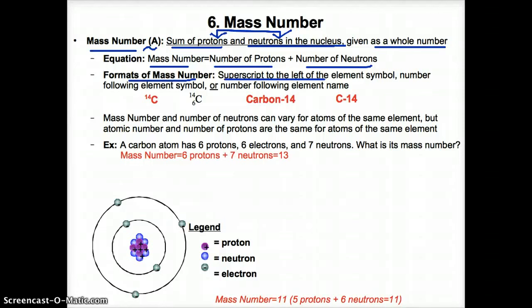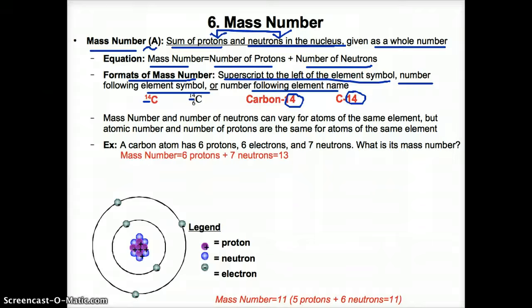You could get a superscript to the left of the element symbol, like this at the top, that represents the mass number. So here would be 14, here would also be 14. You can also get a number following an element symbol or an element name, and that number also gives you the mass number. So in carbon-14, 14 is the mass number. In C-14, the 14 that follows after carbon is the mass number. All right?